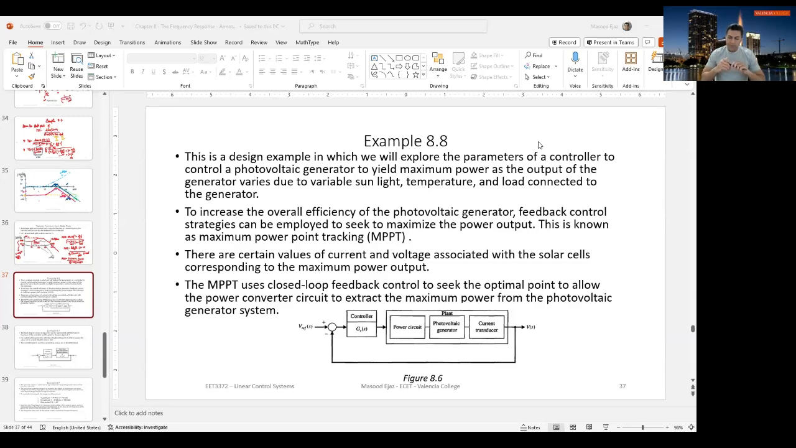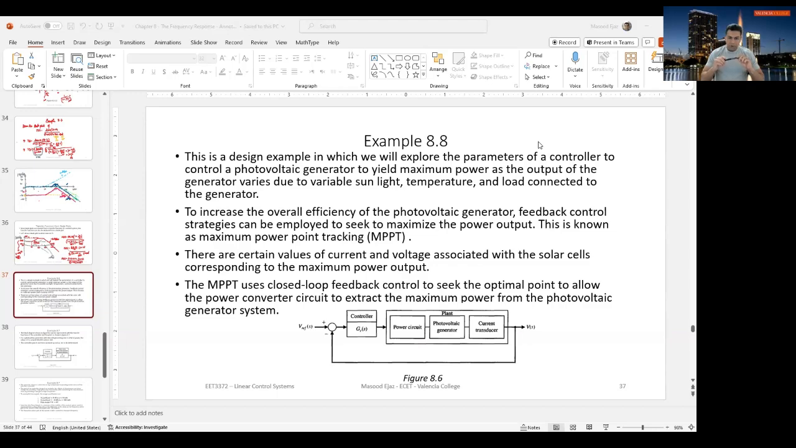But in this case, of course, you have the variable load connected to your photovoltaic generator. You have temperature that is changing, which also changes the power output of the photovoltaic generator. And on top of that, of course, you have variable sunlight. Throughout the day, the sun changes direction, and the light on the photovoltaic cells is going to vary as well. So in the presence of all these components, how can you extract the maximum power from the photovoltaic generator?